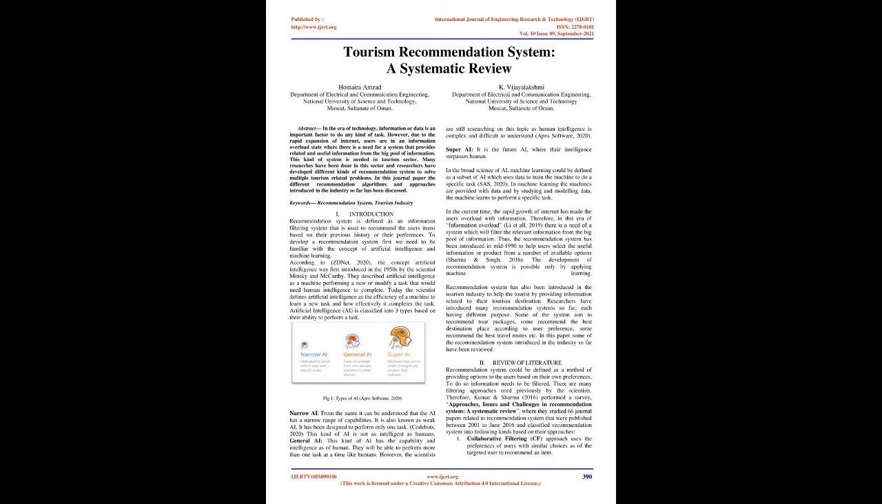Collaborative filtering, CF, approach uses the preferences of users with similar choices as the targeted user to recommend an item. Content-based filtering, CB, approach creates a profile for each user that stores the distinctive characteristics of the user which can be used to recommend the items. The characteristics determine the user taste, which is gathered from the user's past choices.